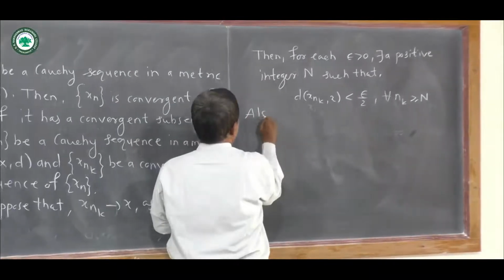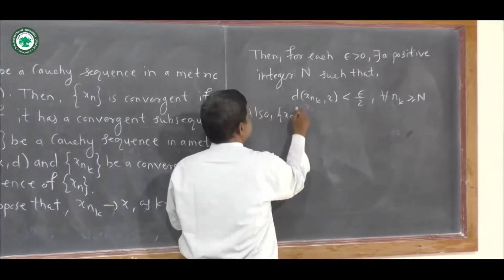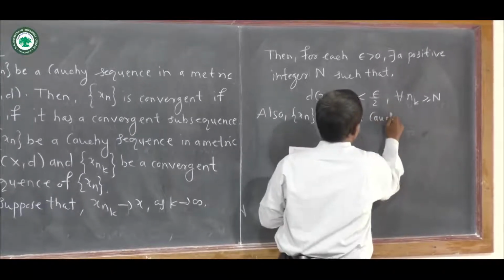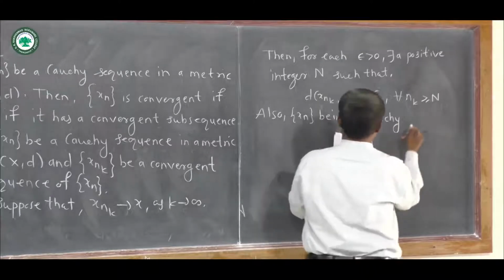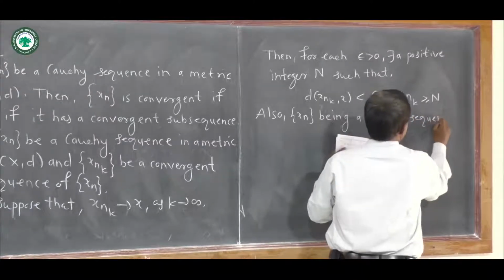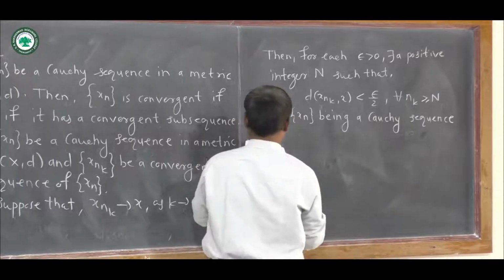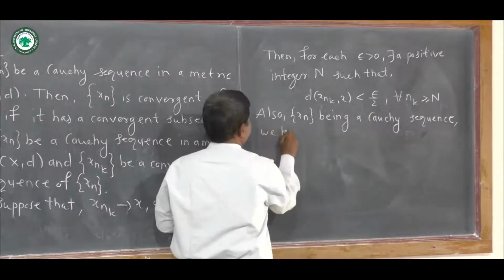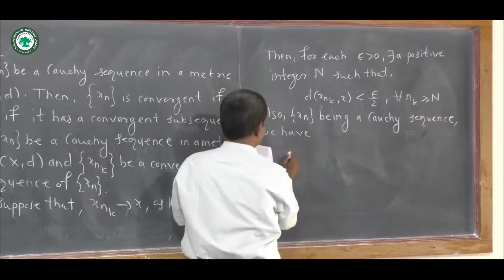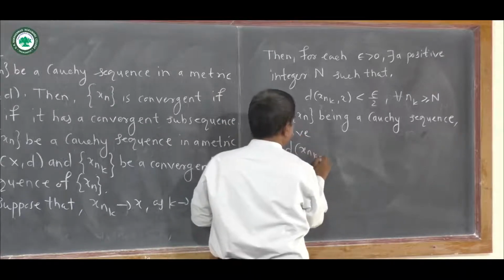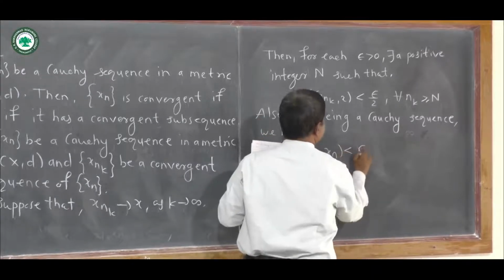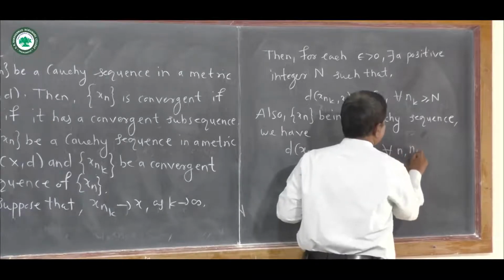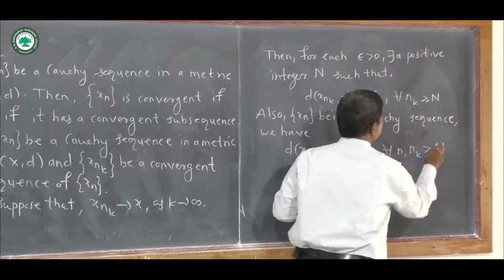Also, x_n being a Cauchy sequence, here we have the distance between x_{n_k} and x_n less than epsilon by 2 for all n and n_k greater than or equal to N.